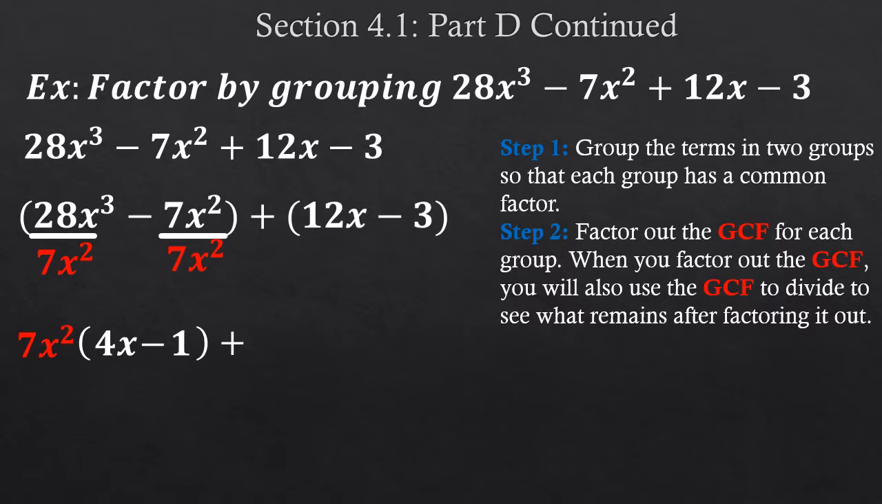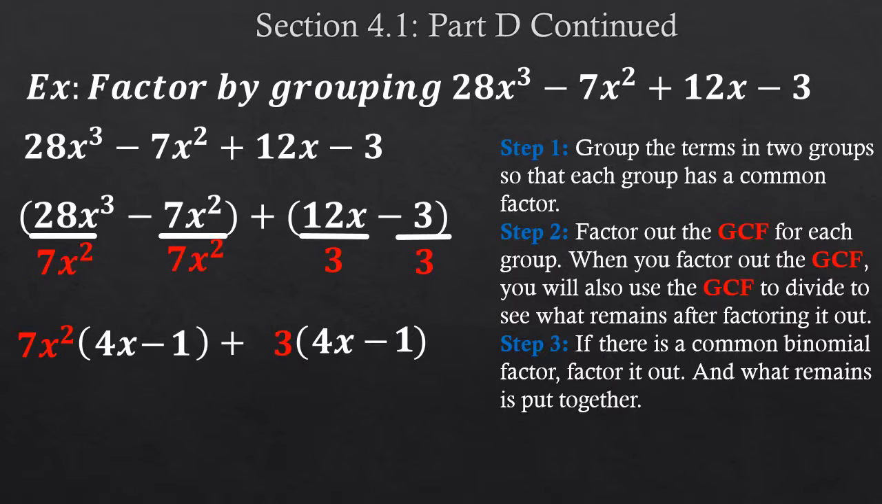Now, what's the GCF for the second pair? Well, that would be 3, because 3 is the greatest number that divides into 12 and 3 evenly. We will not be taking out any x's because there's not enough on both terms to take out an x. Okay, so if I divide those 2 terms by the GCF of 3, what remains? 4x minus 1, because 12 divided by 3 is 4. Bring the x down, and 3 divided by 3 is 1.